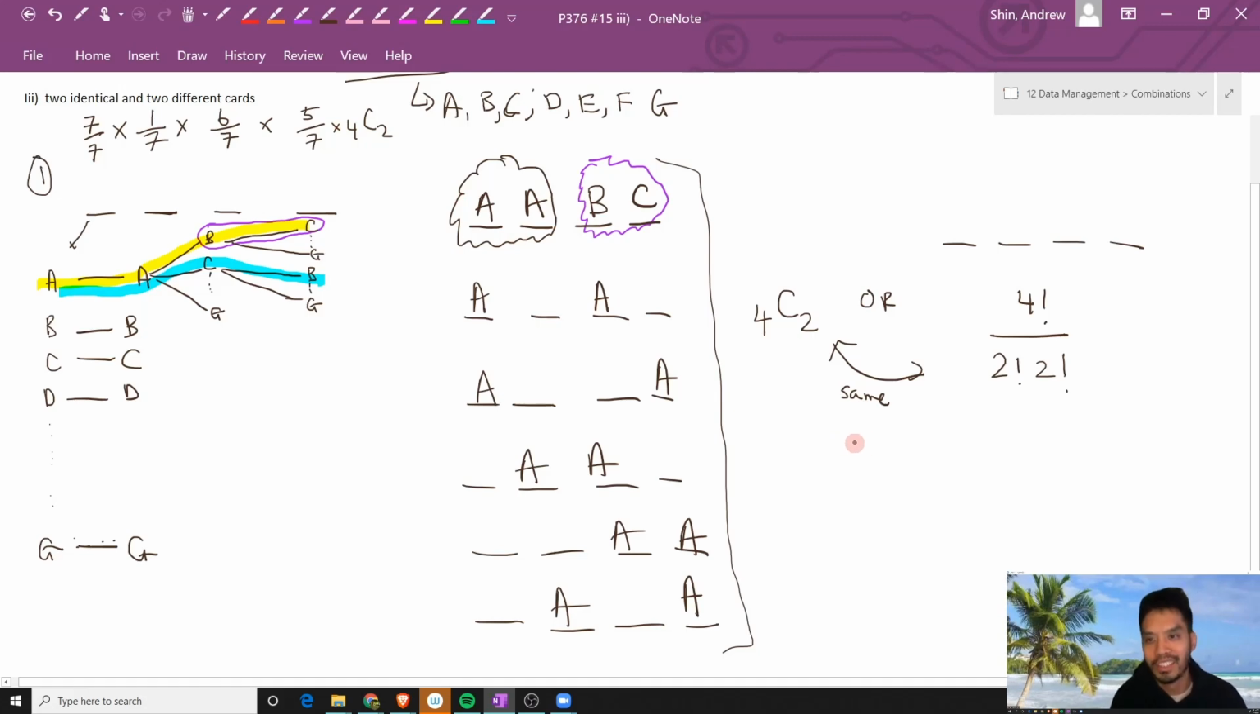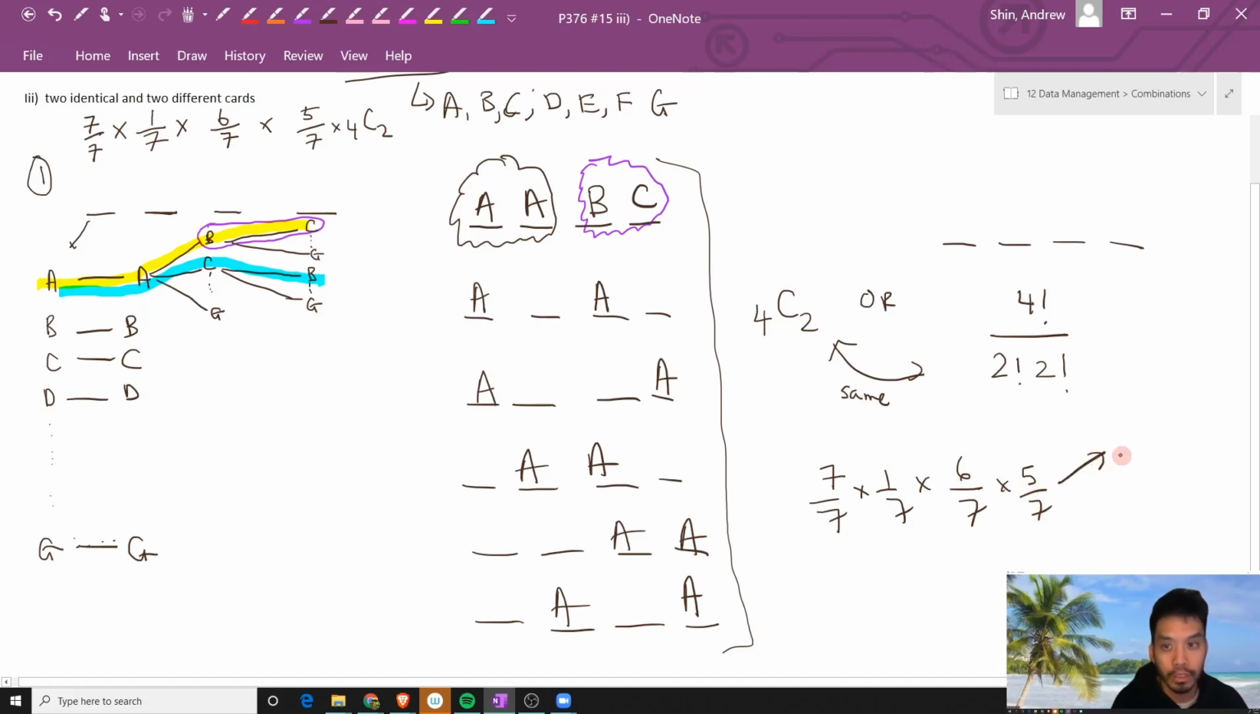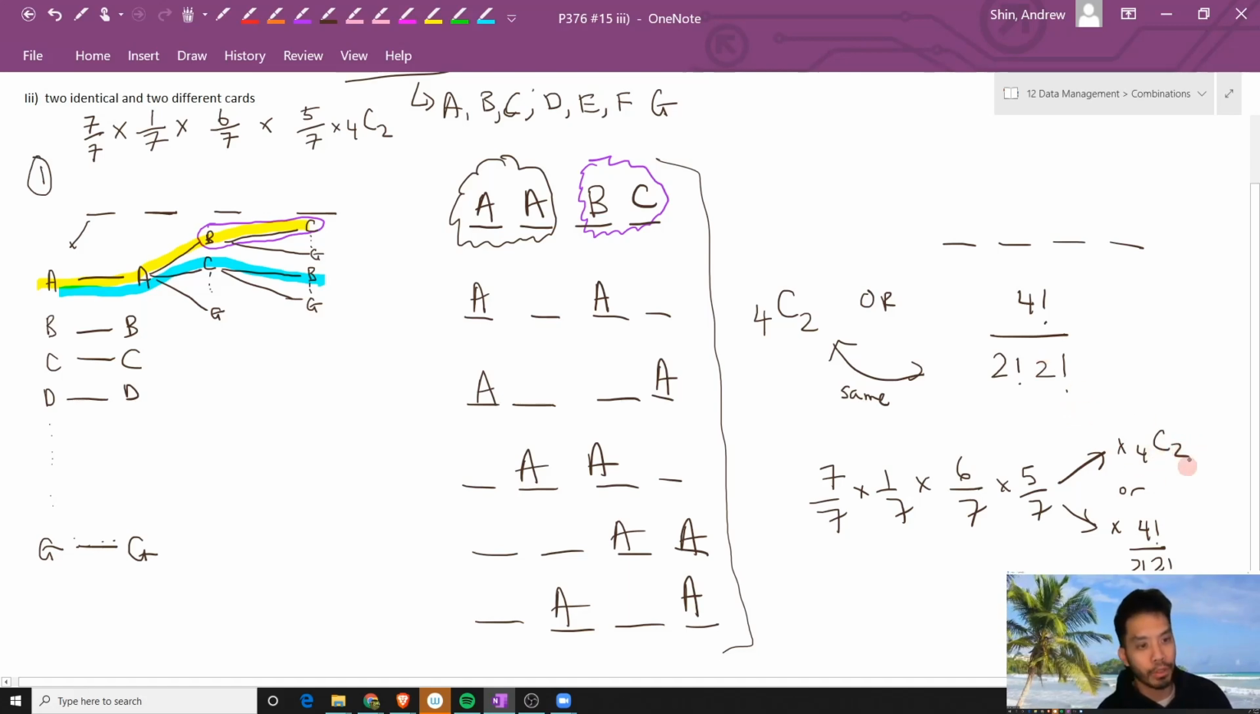So that's going to be 7 over 7 times 1 over 7 times 6 over 7 times 5 over 7, and there's 2 choices, times 4 choose 2, or times 4 factorial over 2 factorial, which is 2 factorial. Now, they have the same algebraic meaning, but visually they are 2 totally different ways of counting, 2 different ways of thinking about it.